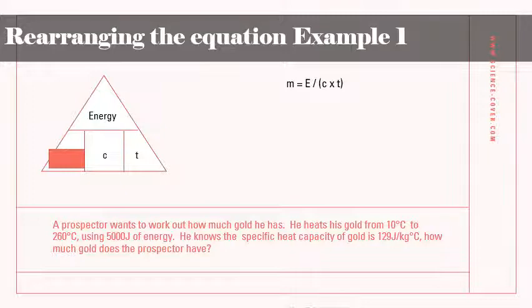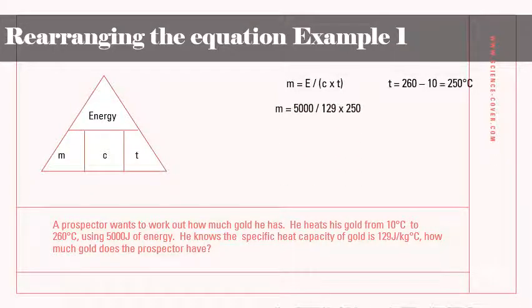Now we can work out the temperature change. So we've gone from 10 degrees Celsius to 260 degrees Celsius. So that would be a 250 degrees Celsius temperature change. We can now substitute the numbers into the equation. So the energy was 5,000, the specific heat capacity is 129, and the temperature change we calculated as 250. So the mass must be 0.155 kilograms.